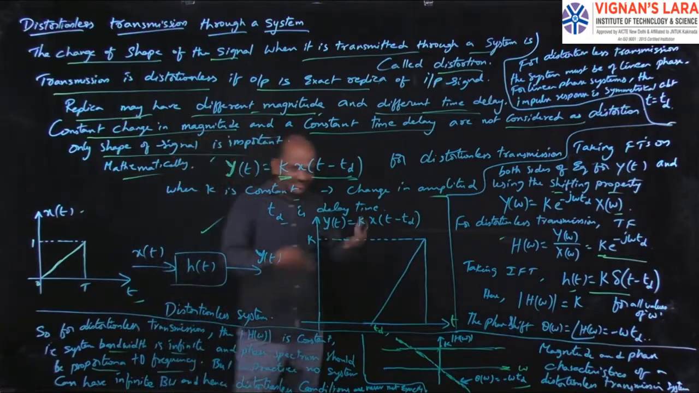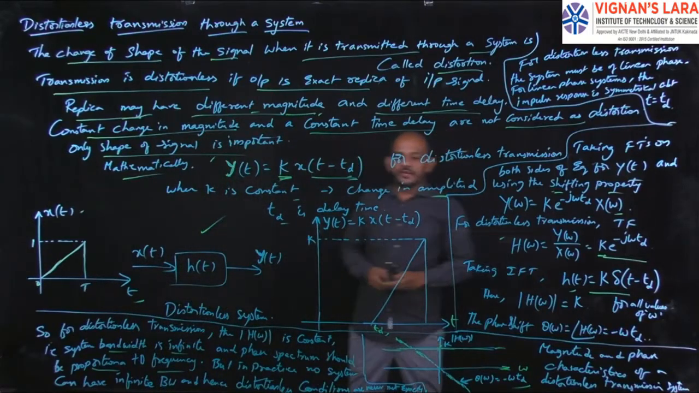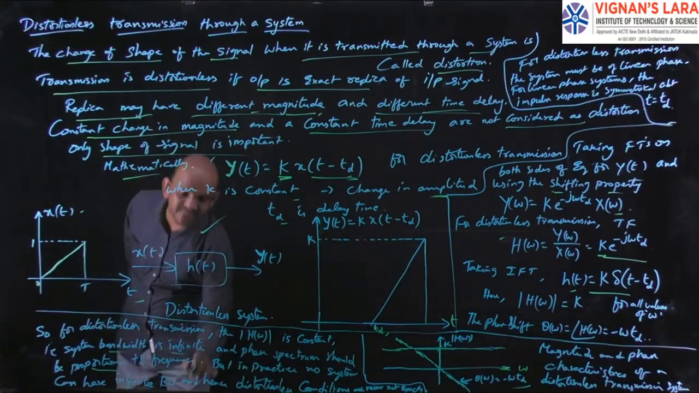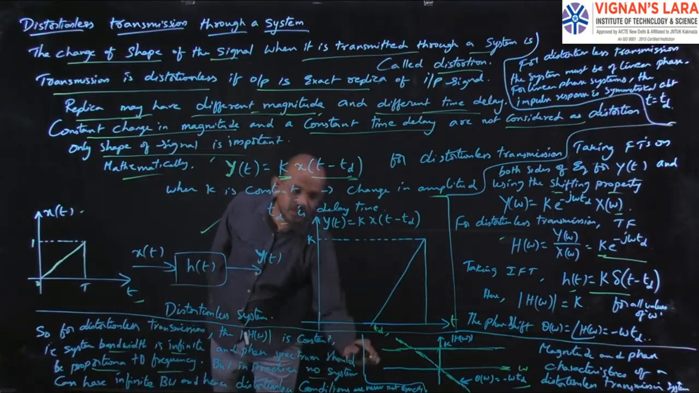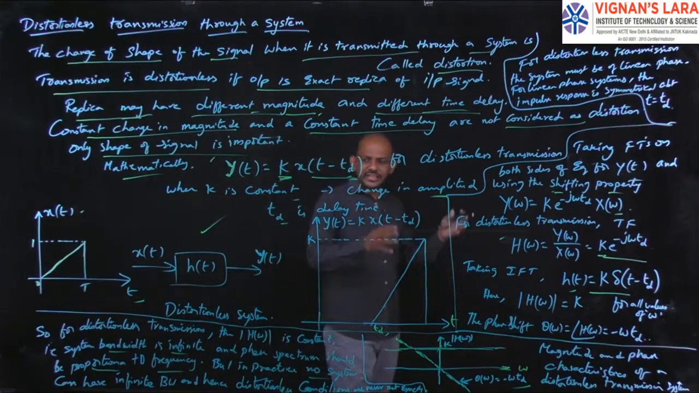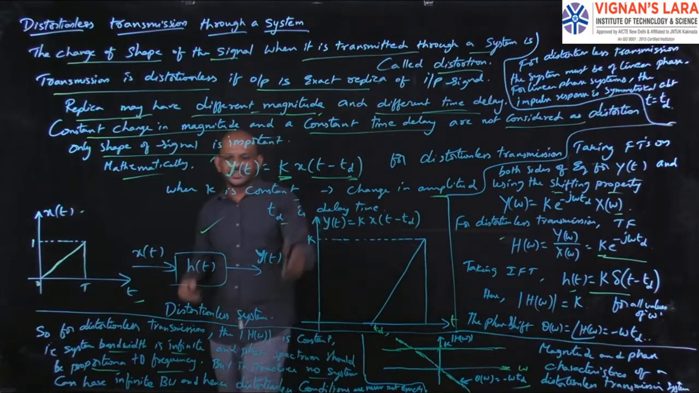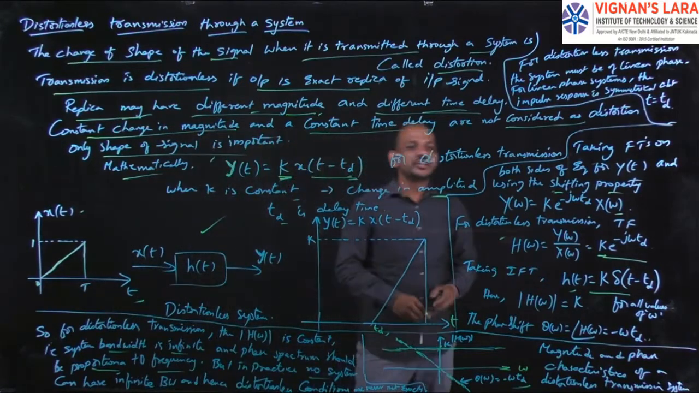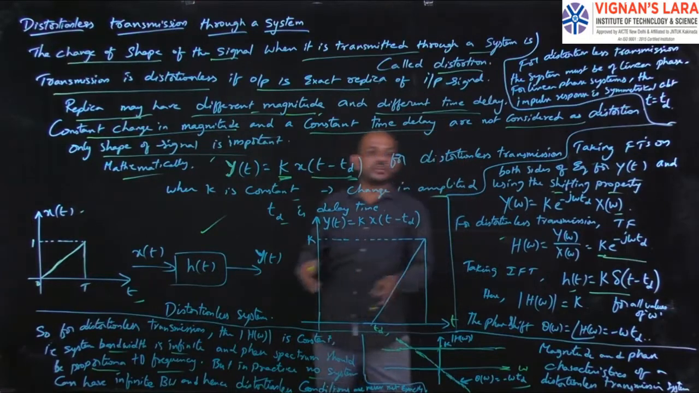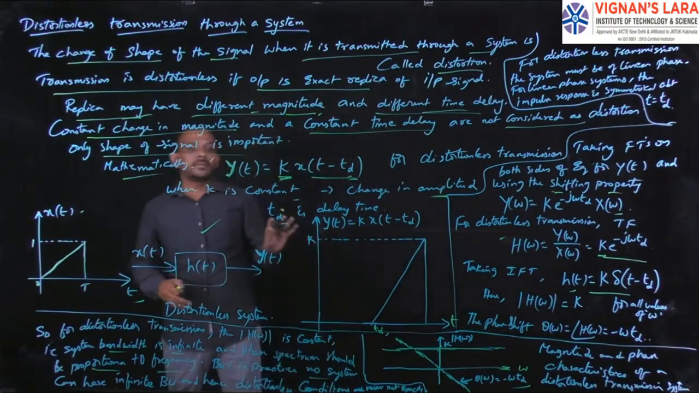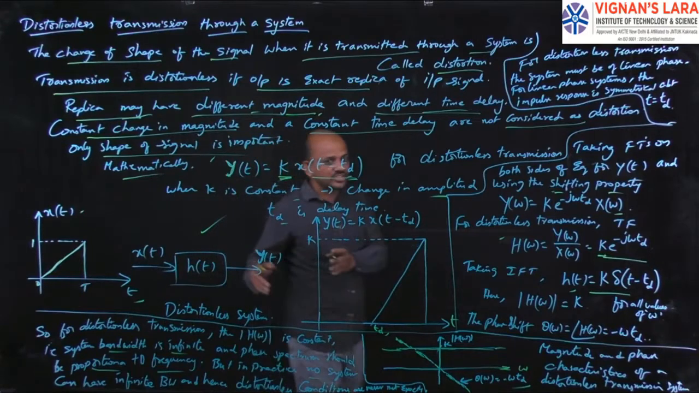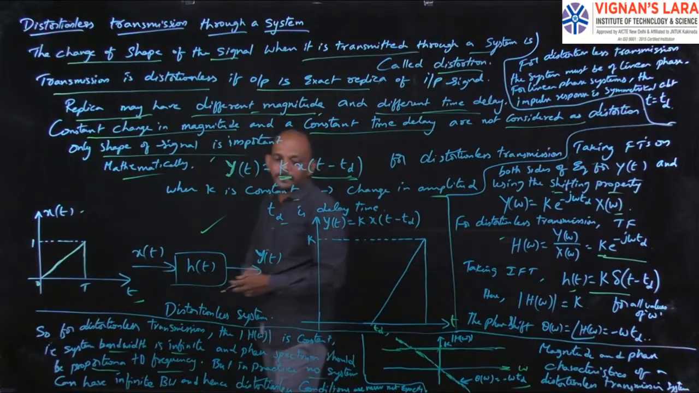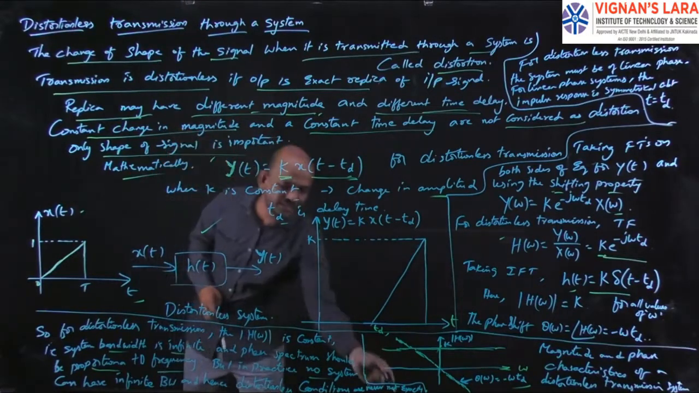The system bandwidth is infinite. But in general practice, for practical purposes, no system can have infinite bandwidth. There are limitations in practical considerations, and hence distortionless conditions are never met exactly. Why? Because for distortionless transmission the system bandwidth is infinity, but practically there is no system with infinite bandwidth. Hence the distortionless condition is not met exactly.